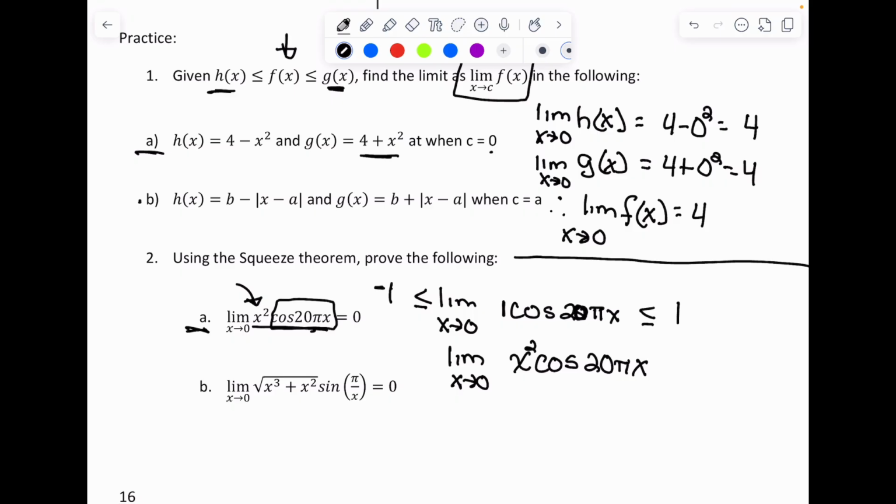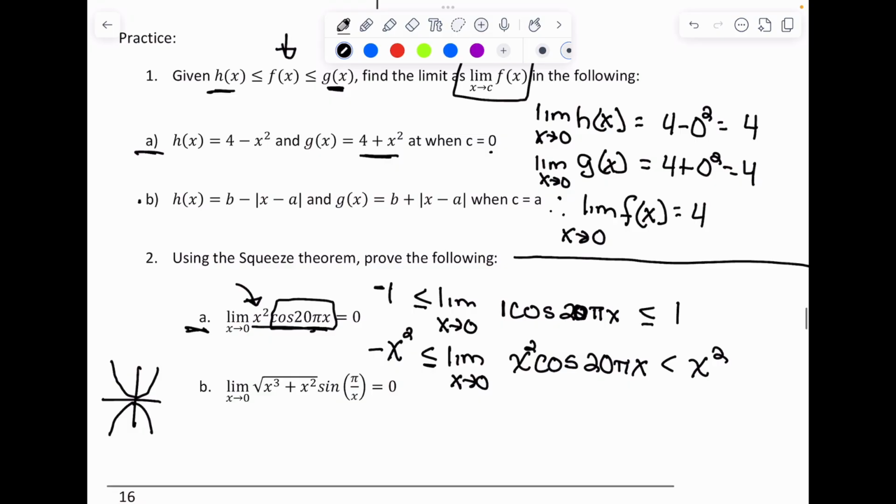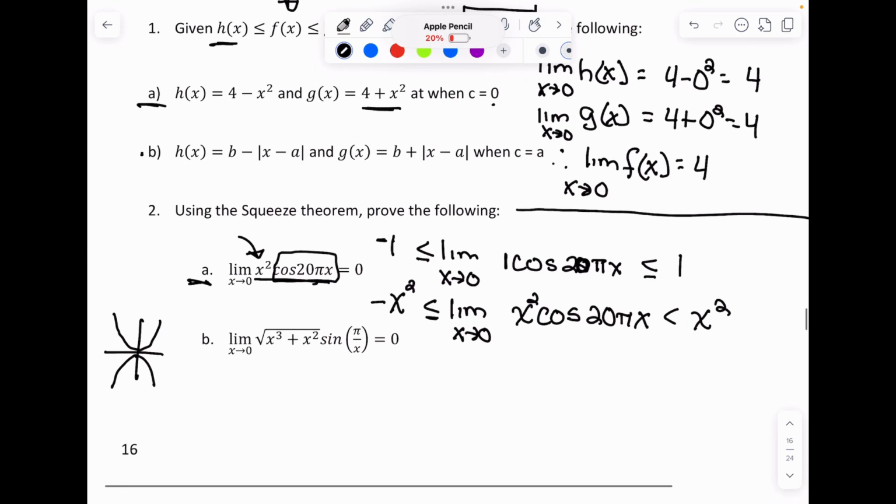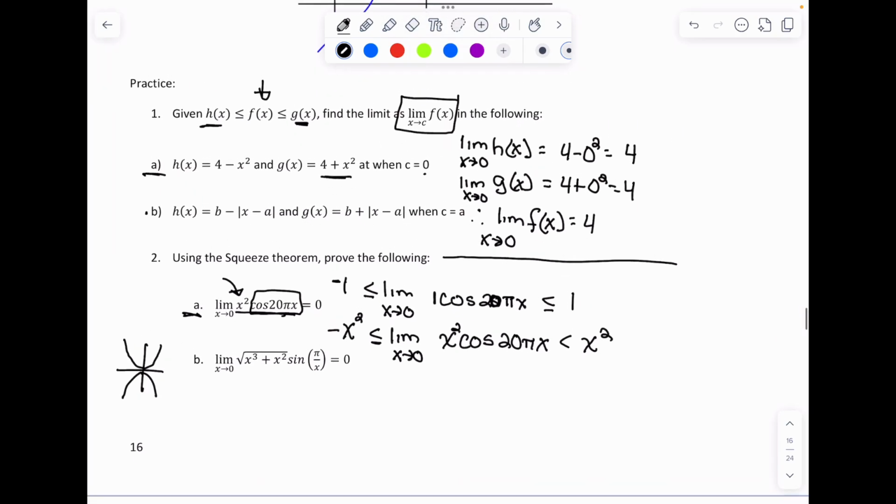Well, if I multiply cosine 20 pi x by x squared, then to solve this inequality, I would have to multiply the -1 by x squared and the 1 by x squared. Now, because I've done this, now I can use the squeeze theorem. I know that negative x squared is below x squared. I know that. Of course, if I graph it, I get this and I get that. So I know negative x squared is below x squared. So therefore, this is in the middle of the two.